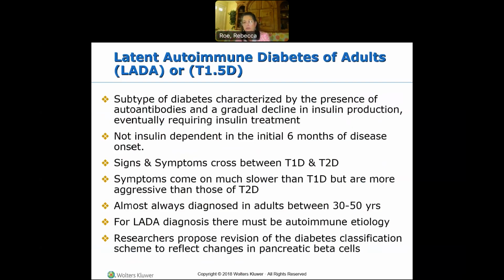But the difference from type 2 is that they were not associated with obesity in any way. And despite what they were trying for treatment, they still had hyperglycemia. The initial symptoms that these patients present with are severe exhaustion all the time, but especially after meals.